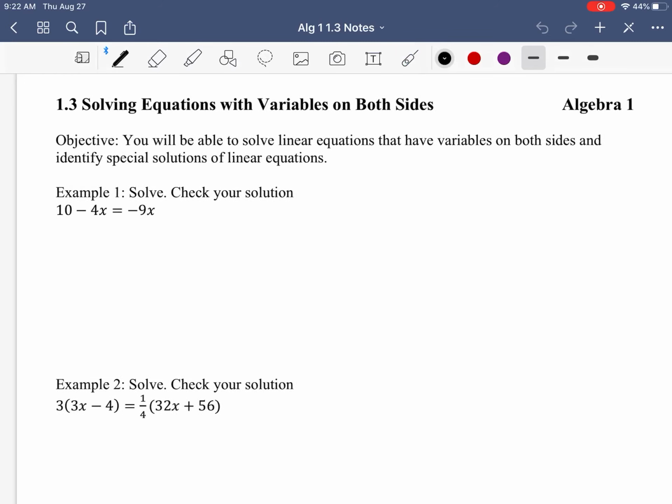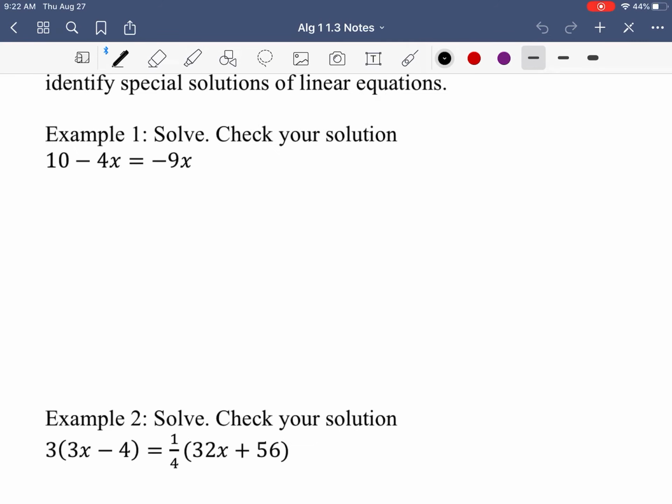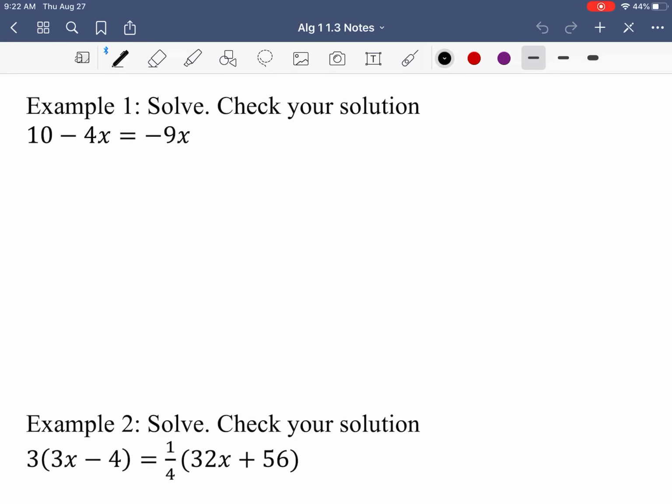So to start, let's go ahead and look at this first example. Here we want to solve this. Again, what we mean by solve is we want to figure out what x is, so that when I take 10 and subtract 4 times x, that's going to give me the same thing as negative 9 times x. So first I need to identify where my x's are. I've got an x here and an x here. And then I have what we call a term over here with no x on it.